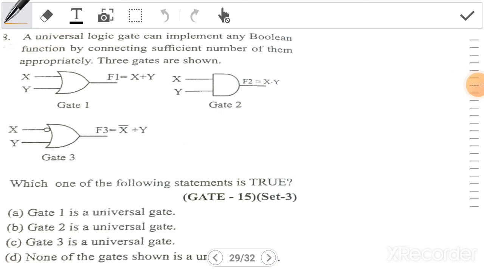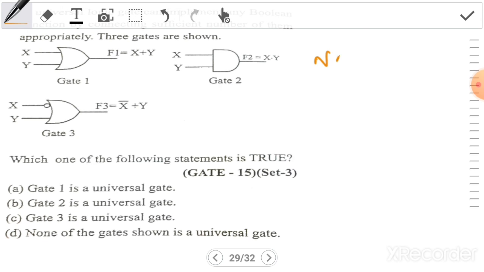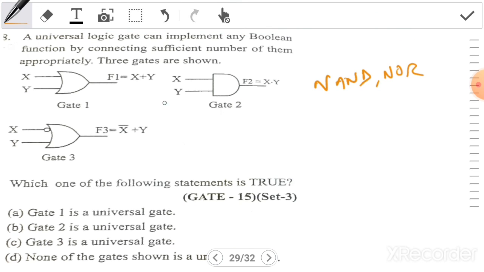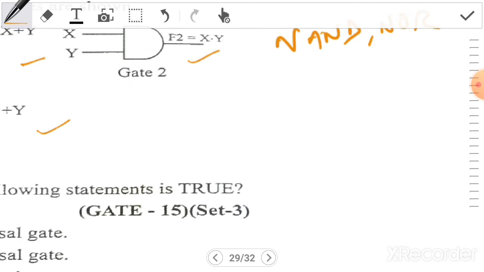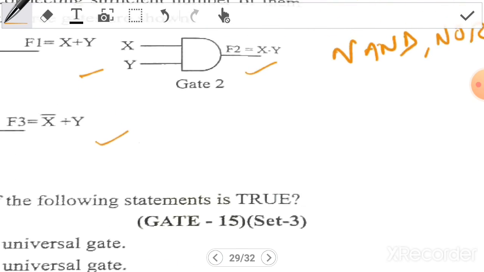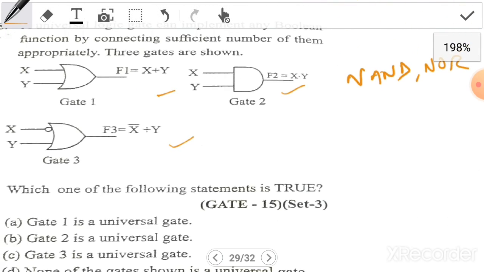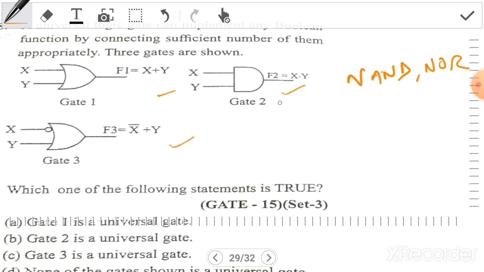A universal gate is a gate by which every other gate can be realized. AND, OR, NOT are basic gates, and NAND and NOR are universal gates. So if we can get a NAND or NOR gate expression from any of these gates, then we can say that gate is universal. Gate 1 is an OR gate and gate 2 is an AND gate, so these two are basic gates.